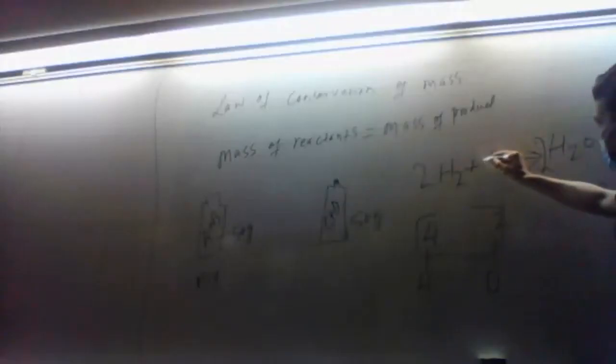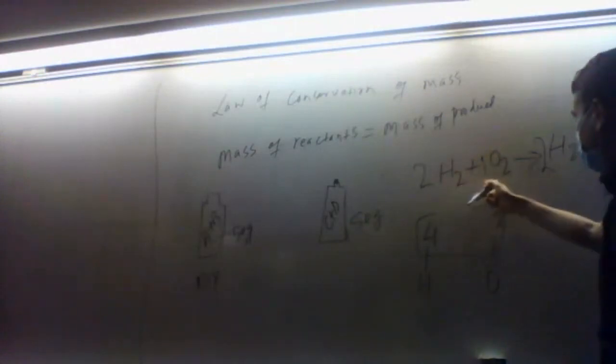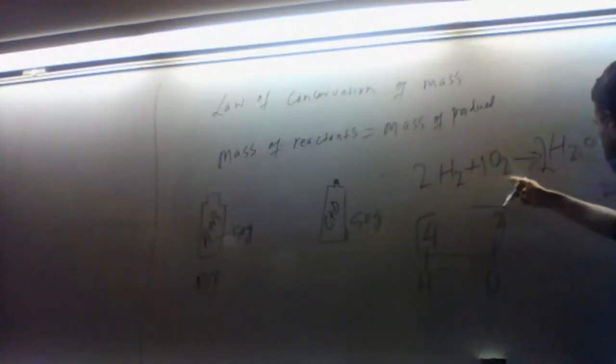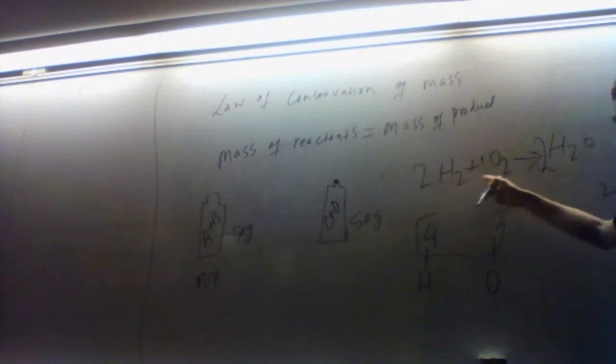Oh, okay, I see. Yeah, I got it. There's nothing here, so I can put just 1 here just to say something. Okay, 2 molecules of hydrogen combined with 1 molecule of oxygen give 2 molecules of water. Or I can say 2 moles of hydrogen react with 1 mole of oxygen to give 2 moles of water. Okay, yeah, thank you. Good, alrighty.